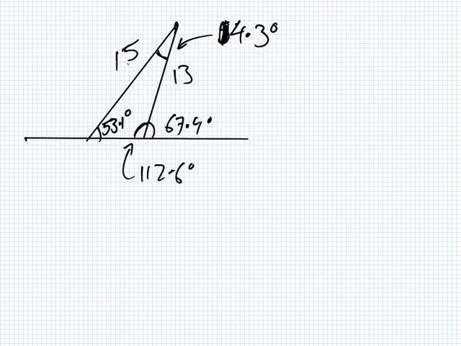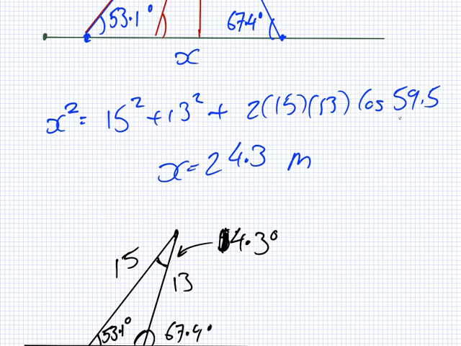So if I call this x, it's still x squared equals 15 squared plus 13 squared minus twice 15, 13 cos 14.3. So the only difference is here. In the second case, that is now a 14.3. So if I just go back on my calculator and change that angle to 14.3, we get 27.8.